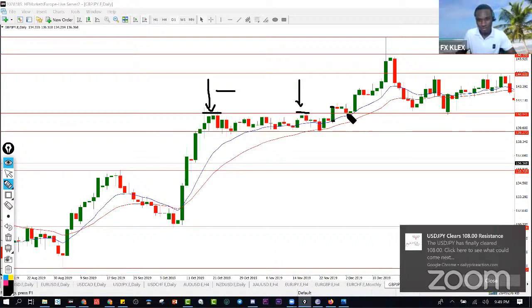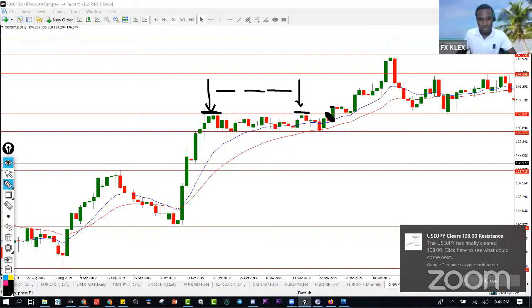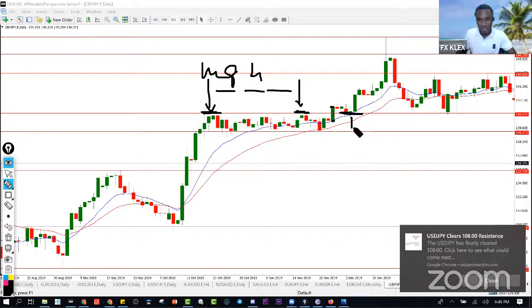Then on my way going with the horizontal line, I got a body right here. So I cut through this body. Cutting through this body, I was able to catch another swing low right here. So for the fact that it's a swing low in line with the same level of the swing high right here and a low right here, for me to cut through this body, it is not wrong, it is acceptable.